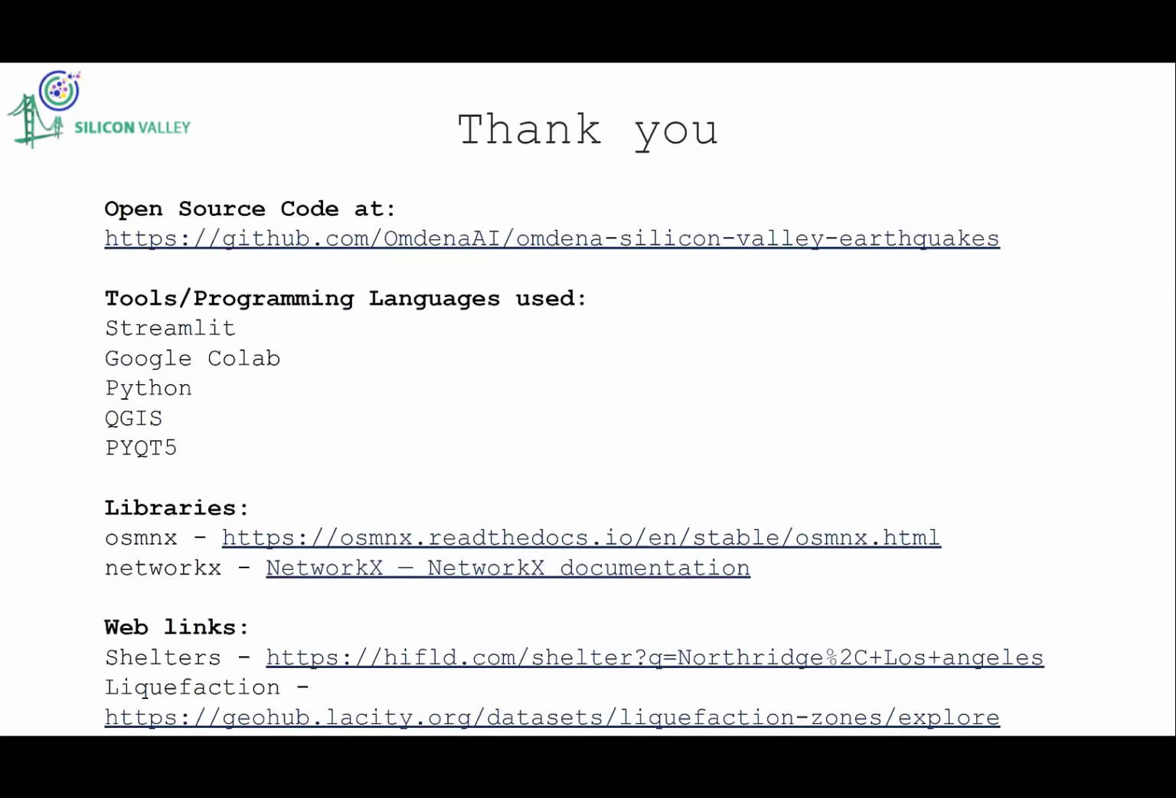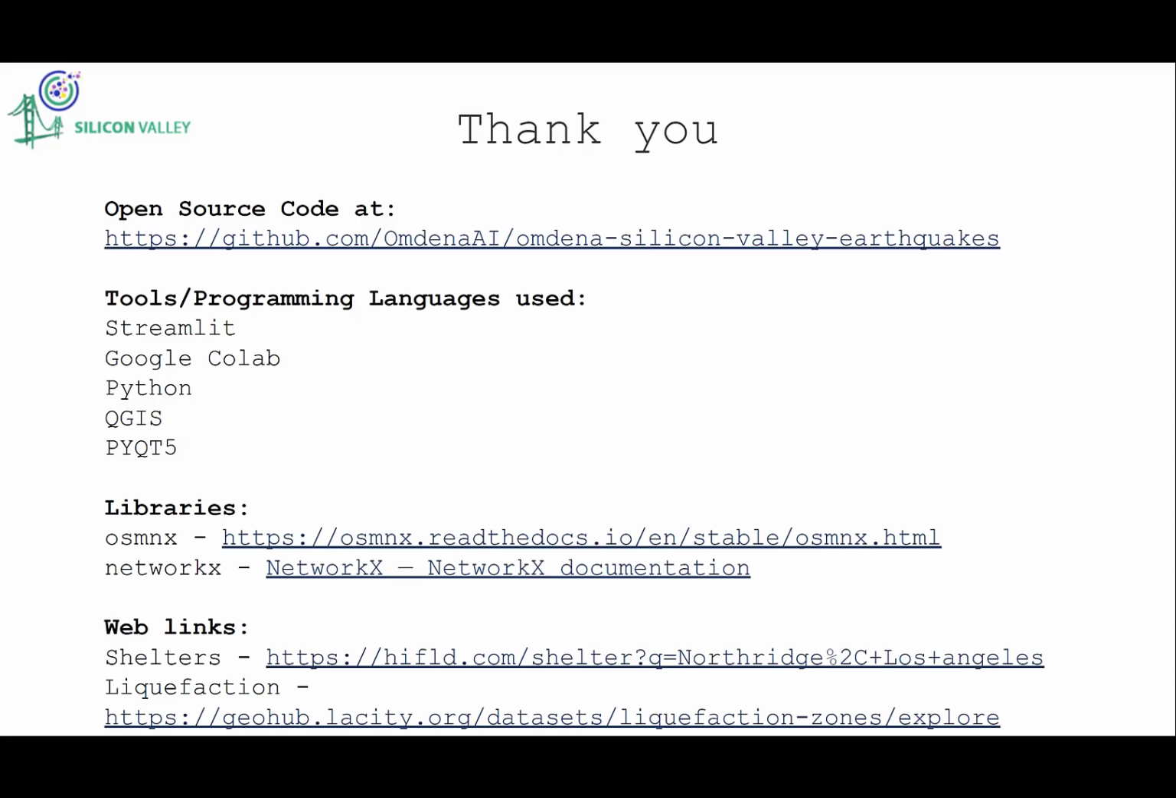And our source code is available on GitHub. The link is given here. And the tools and programming languages used include Streamlit, which is used for making the web app. And we use Google Colab and Python. And we use QGIS for making some maps. And we use PyQt5 for the mobile web app.